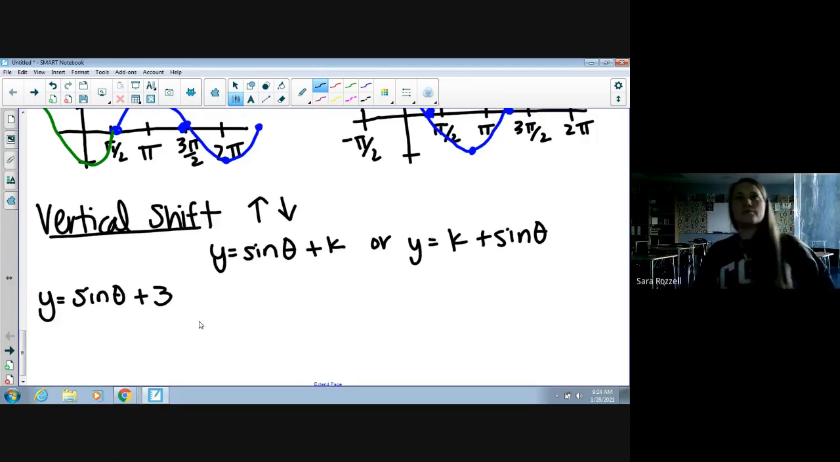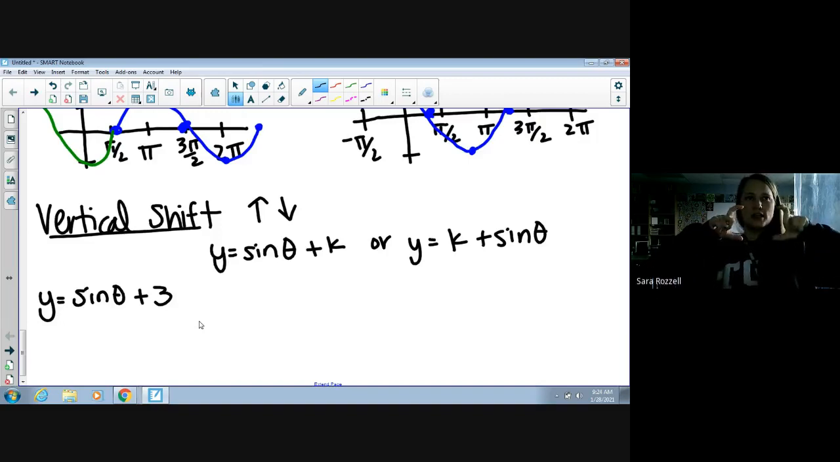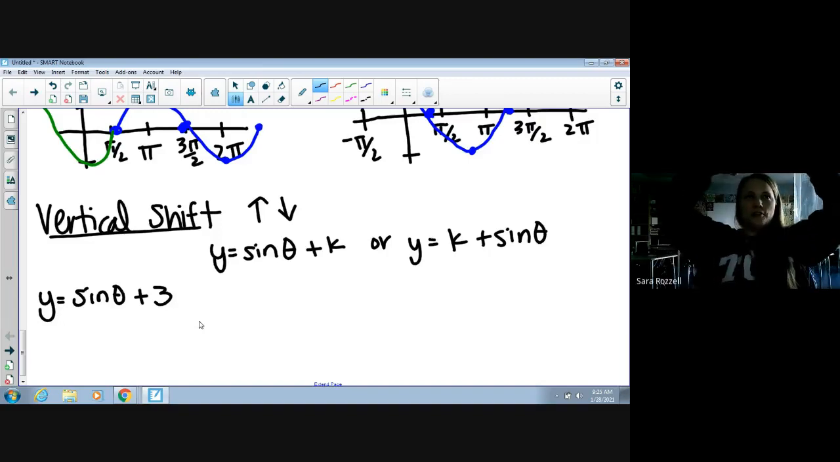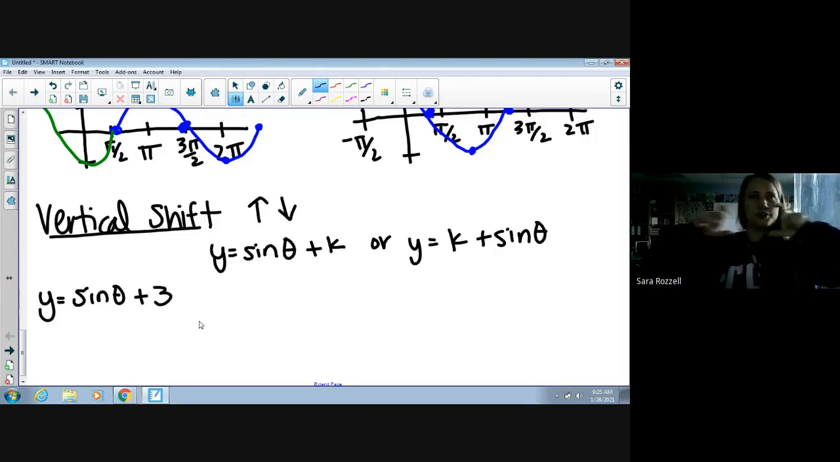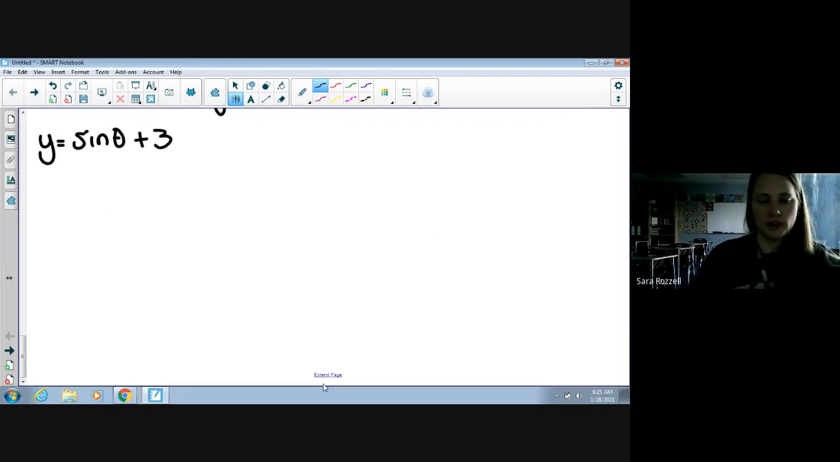So sine theta plus 3. We're taking a sine graph and we're moving it up how many units? 3. You're taking the entire graph and moving it up 3 units. We're not changing the size of it, the amplitude. We're not shifting it any other way. It's just the normal one. It's now going to be, everything's going to be 3 units above where it was previously.